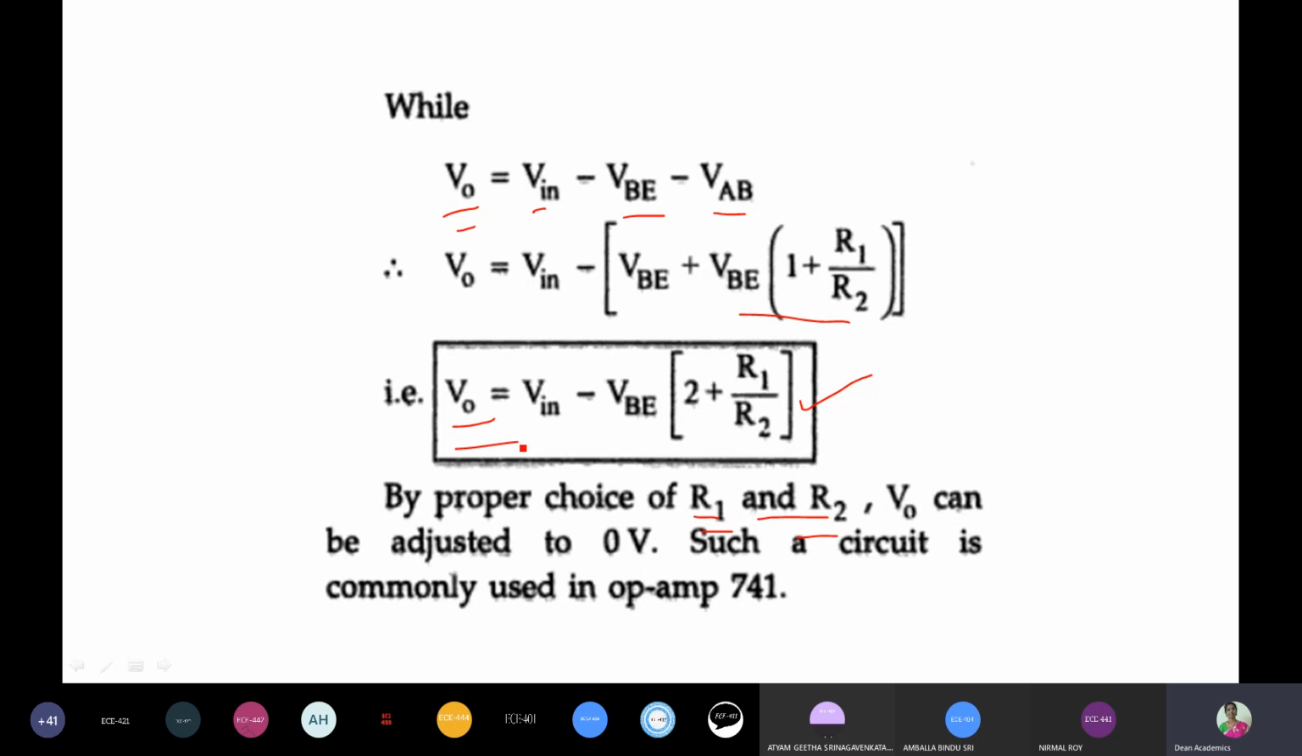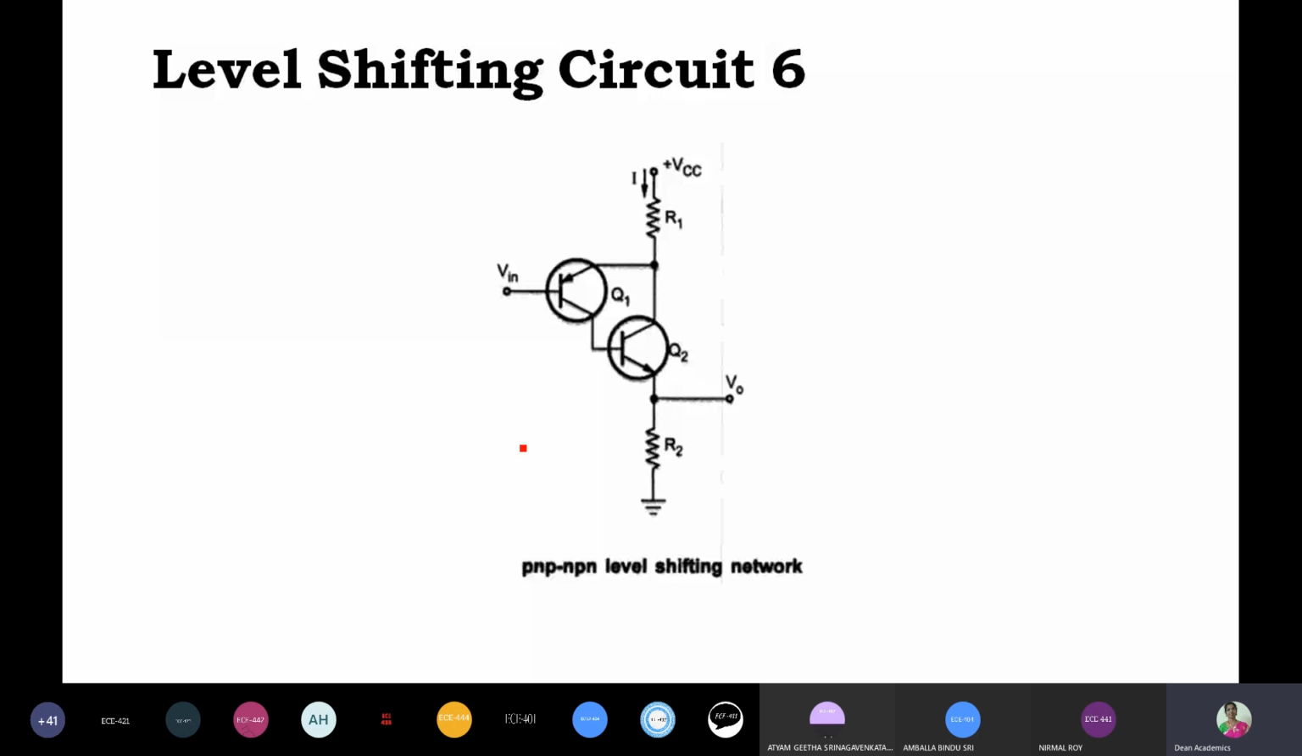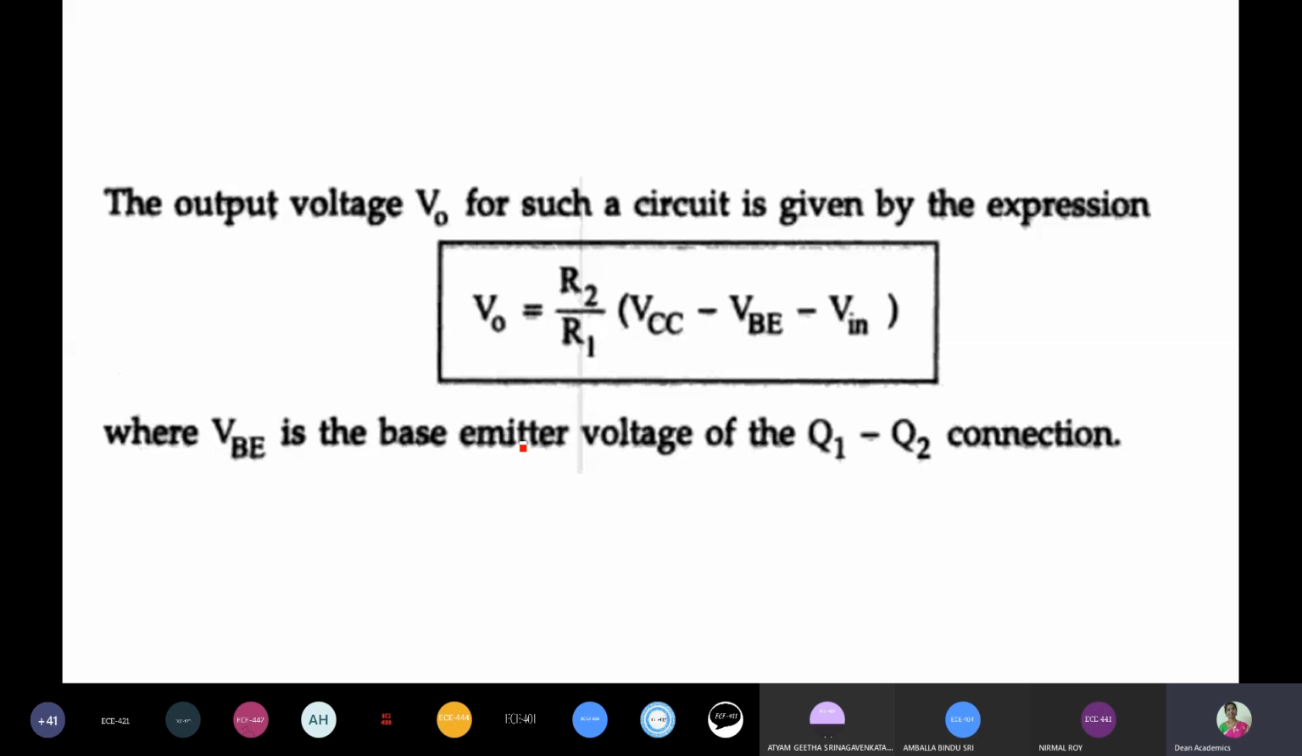So like this, there are so many circuits that are used for level shifting in op-amps, right? So this is the circuit that is commonly used in our op-amp. Now let us see another circuit. This is NPN and PNP level shifting network. With this also we will get R2 by R1 into VCC minus VBE. This is not that much required for you.